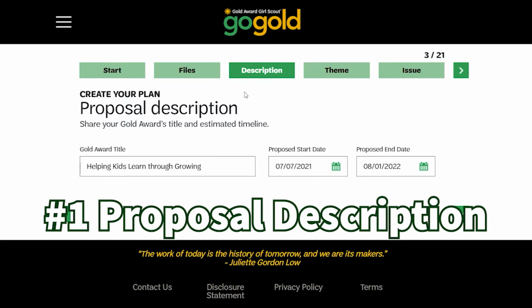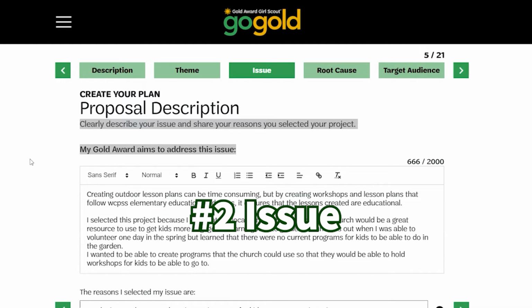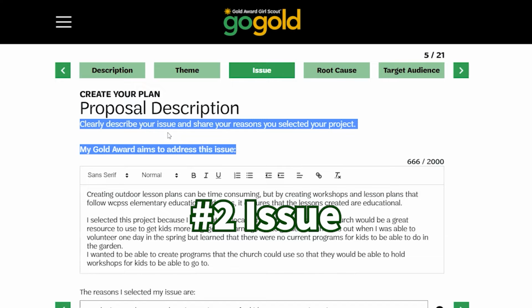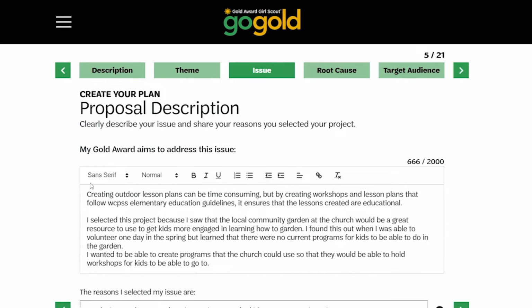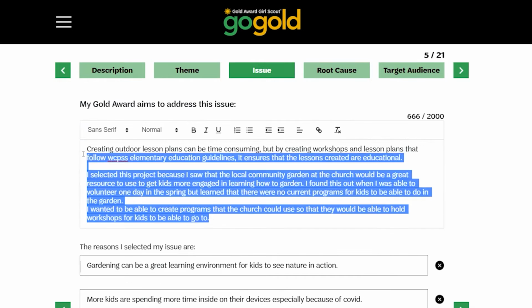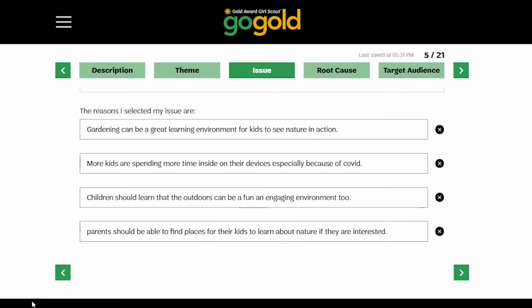Number 1, your description. This includes your Gold Award title and then your proposed start and end date. Number 2, your issue slide. Here it says clearly describe your issue and share your reasons you selected your project. So you're going to put clearly why you described your issue, and really put a lot of good thought, and then talk about your reasons below.